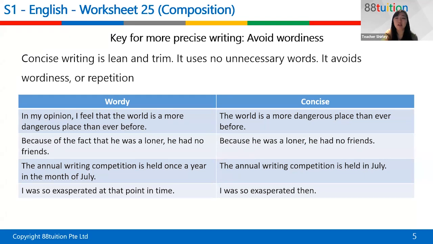Now, let's look at point number one. In terms of avoiding wordiness, concise writing is lean and trim. It uses no unnecessary words. It avoids wordiness or repetition. For example, the first wordy sentence: In my opinion, I feel that the world is a more dangerous place than ever before.